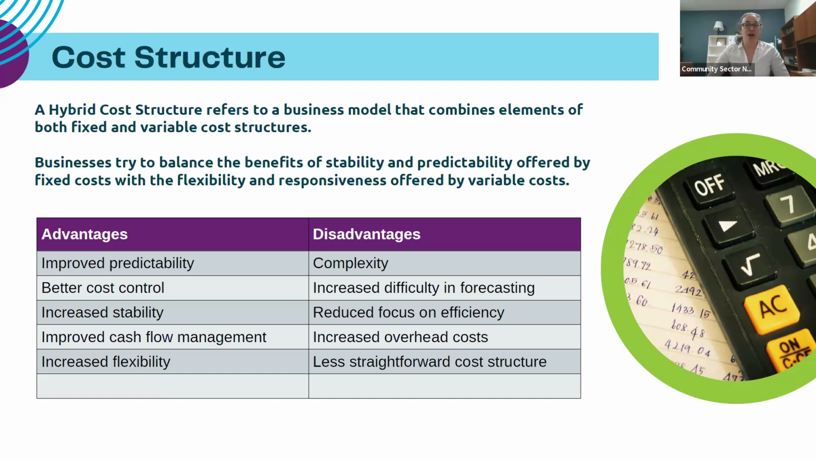And then around variable costs, there's a lot of flexibility, which can have advantages and disadvantages. So your fixed costs give you a good idea about your cost control, how to manage your cash flow. And then the disadvantages are you could have increased overhead costs. You might not be as efficient. You'll have a less straightforward cost structure as a result of the variable costs. So there are advantages and disadvantages to both fixed costs and variable costs, and you have to consider all of those things when you're putting together your cost structure.